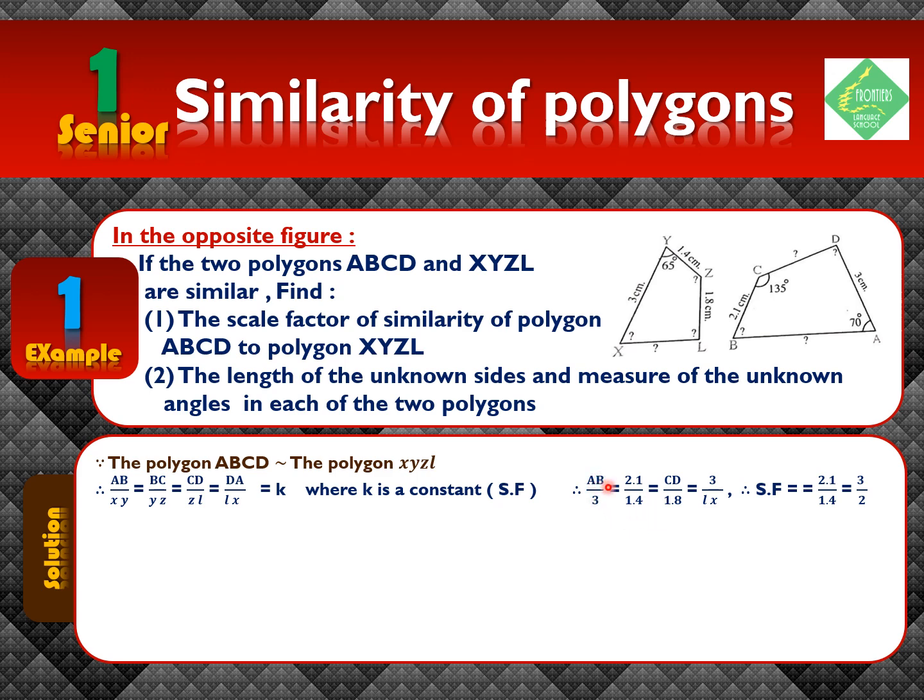Substitute AB unknown 3, 2.1 over 1.4 and CD over 1.8 equals 3 over Lx. You can see that 2.1 over 1.4 is known ratio. You can get the scale factor from this fraction, which is 3 over 2. And by applying crisscross at every unknown side by multiplying 2.1 by 3 and divide the answer by 1.4, you will get AB 4.5 centimeter. Similar, CD equal 2.7.